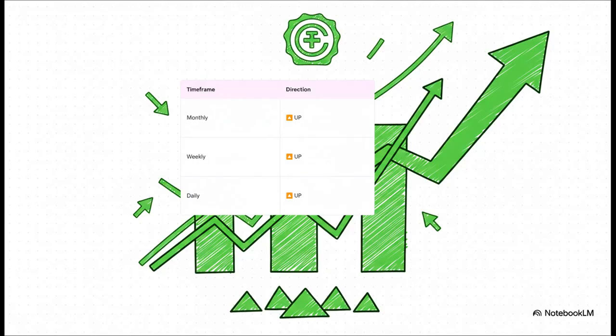And this is what you're looking for. This is the A+ setup. When the monthly, the weekly, and the daily charts are all green, all pointing in the same direction, that's what's called full time frame continuity. That alignment is your signal that you've got a very high probability setup on your hands.